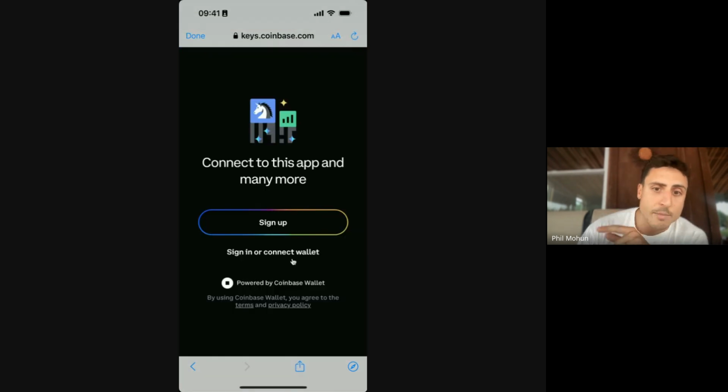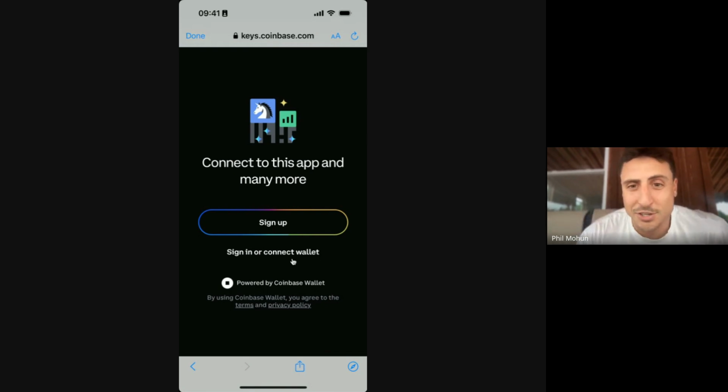And notice here the domain at the top changed. So this is what Abram was talking about. This is keys.coinbase.com. So this is the issuing domain for the Passkeys that the Coinbase wallet team has been working on. And you can do a few things. You can sign up or you can sign in. For the flow today, I'll show sign up, which is just the act of creating a new passkey.